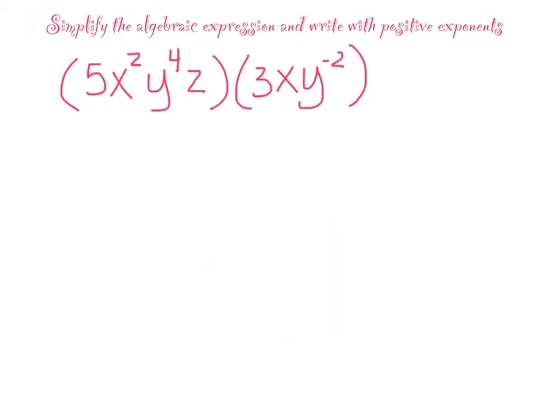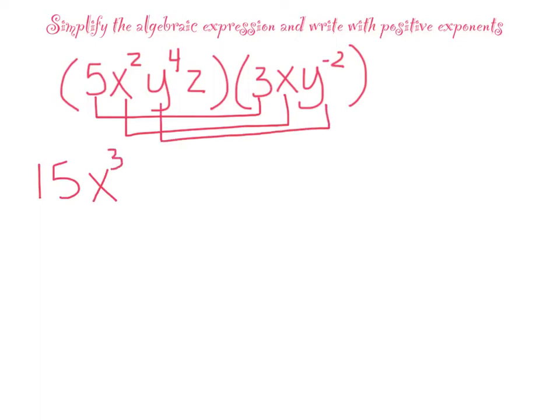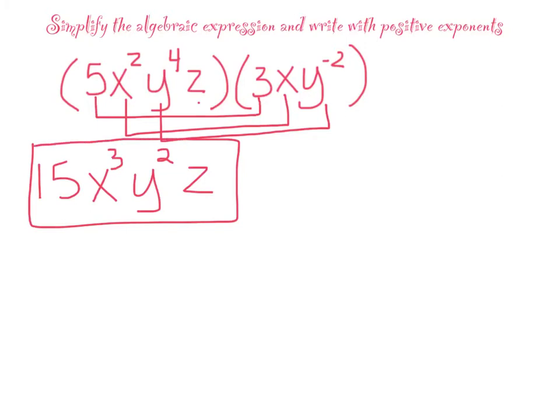Alright, next one, we're still simplifying. This time we have multiplication. So what we're going to do is just multiply together the like parts. We're going to do 5 times 3, and we get 15. Then x squared times x, and we add the exponents, so we have x to the third. Then y to the fourth times y to the negative second. When you add your exponents, 4 plus negative 2 is 2. And then we just have a z, so that just stays out there. That's your simplified version right there.